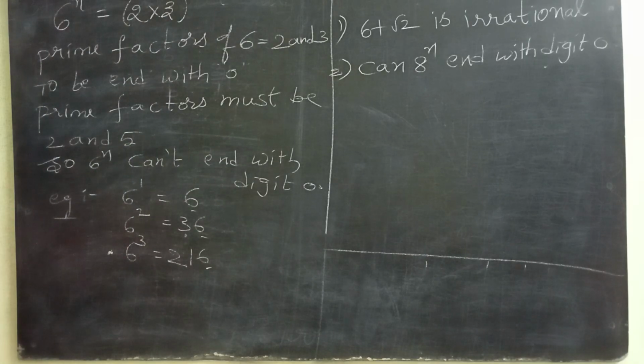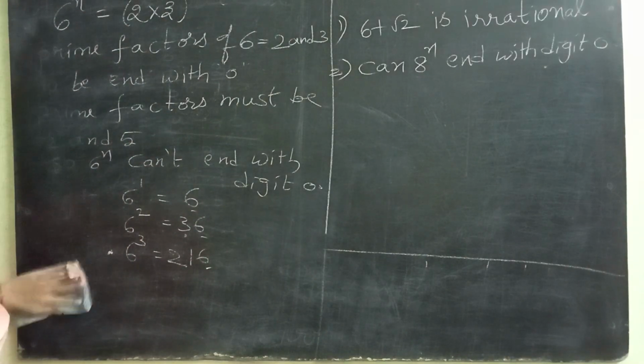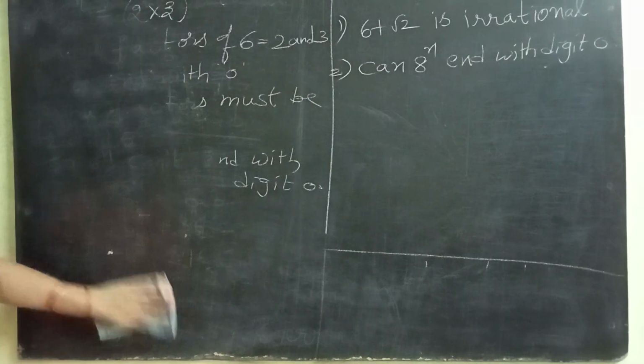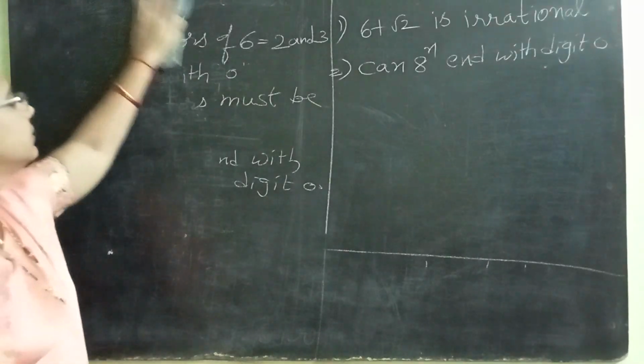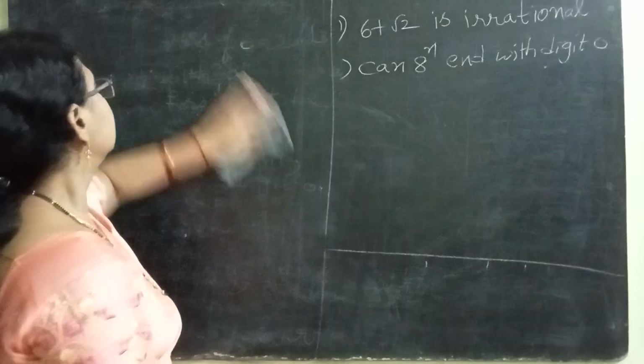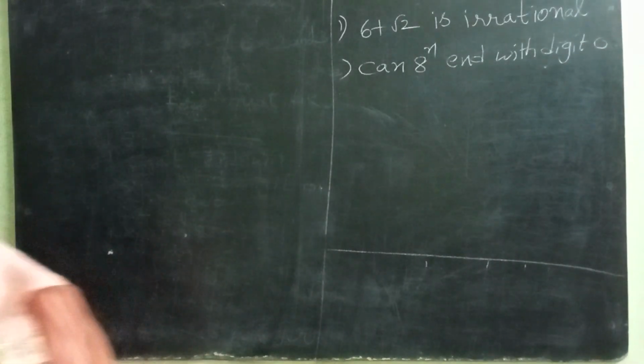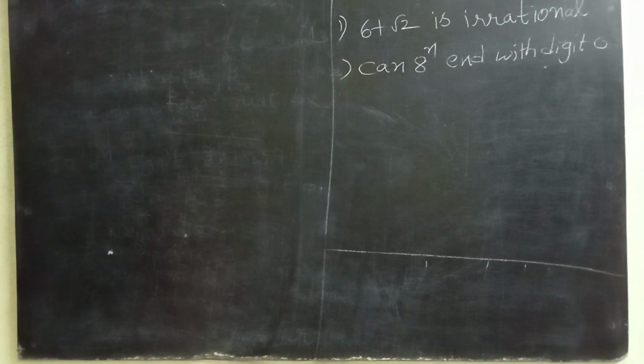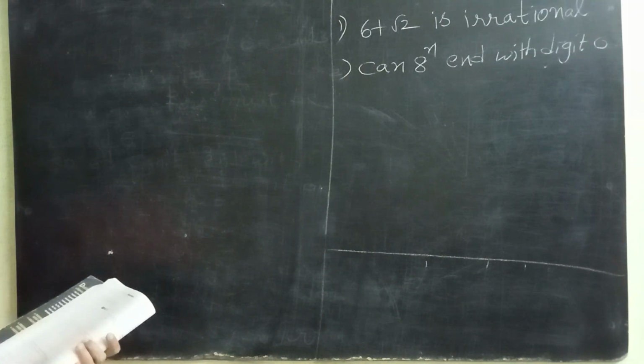Next question. This question is also important. As a 2-mark question, they may give it as prime factors: what prime factors will be there for a number whose unit digit ends with the digit 0? They may also ask it as blanks. So keep it in your mind.